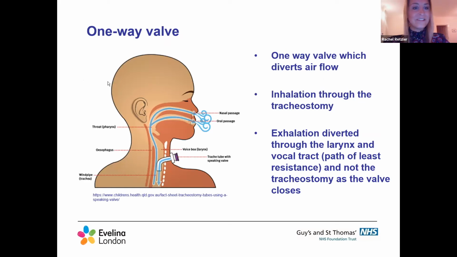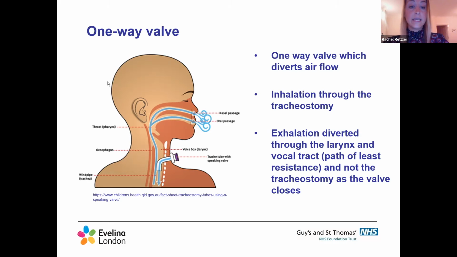One-way valves, what are they and how do they work? A one-way valve is a valve which diverts airflow. So as you can see in this wonderful diagram, the child is inhaling through the tracheostomy. And as you can see, the one-way valve is secured on the trachea. So the way that the valve functions is there's a mechanism in the valve. Now, when a child breathes in, the valve will open and allow air to inhale into the lungs. It will enter and the child will inhale into the lungs.